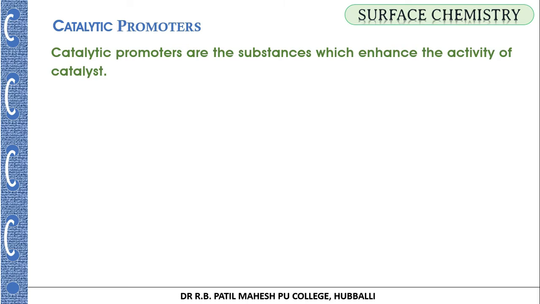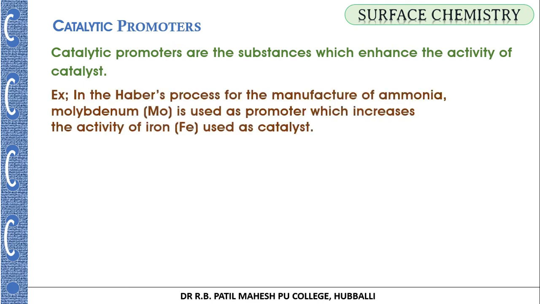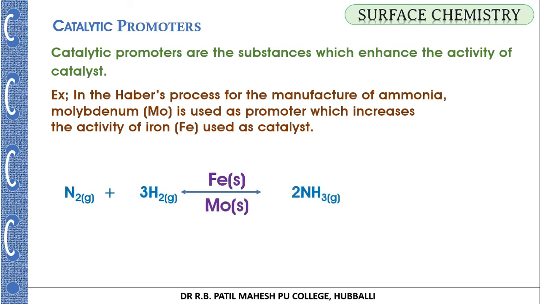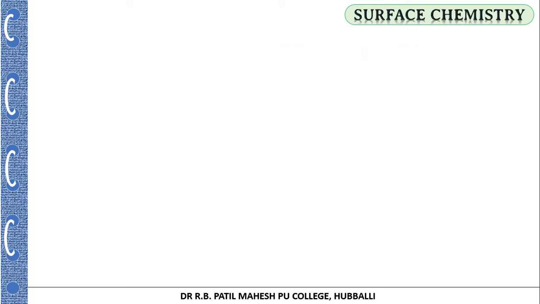For example, in the preparation of ammonia in Haber's process, iron is used as a catalyst and molybdenum is used as a catalytic promoter. That catalytic promoter increases the efficiency of the catalyst, enhances the activity of the catalyst. Once the activity of the catalyst increases, its ability to catalyze the reaction increases. Here iron is used as a catalyst and molybdenum is used as a catalytic promoter.